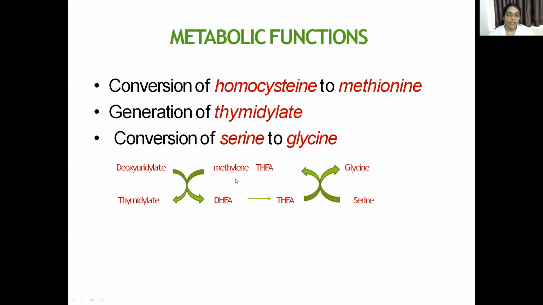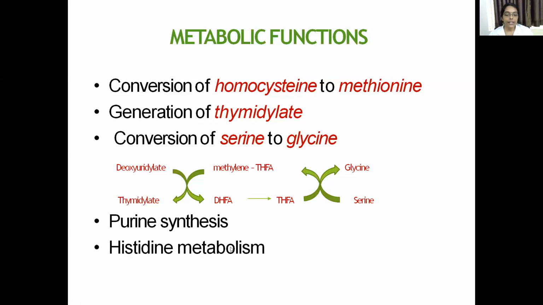Then purine synthesis. For synthesis of the purine ring, it requires formyl tetrahydrofolic acid and methenyl tetrahydrofolic acid, both of which are derived from methylene tetrahydrofolic acid. Folic acid is again needed for histidine metabolism.